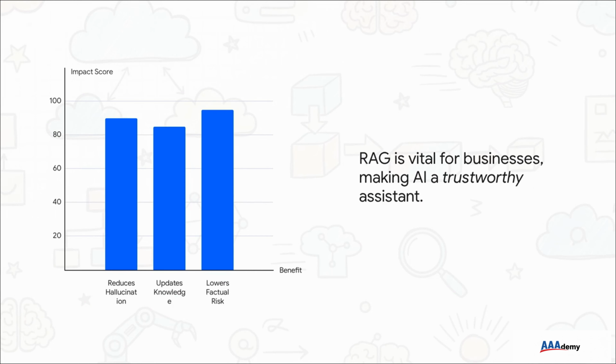And this is why RAG is such a game changer for businesses. First off, it massively cuts down on AI hallucinations, when the model just makes stuff up, because it's forced to use your facts. Second, updating its knowledge is as easy as just dropping in a new document. And most importantly, it dramatically lowers the risk of getting wrong answers. It turns a generic, creative AI into a reliable, trustworthy expert on your business.